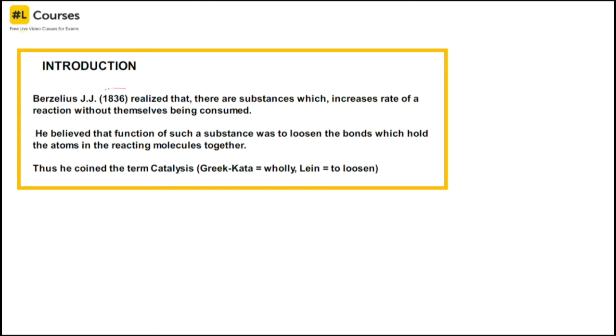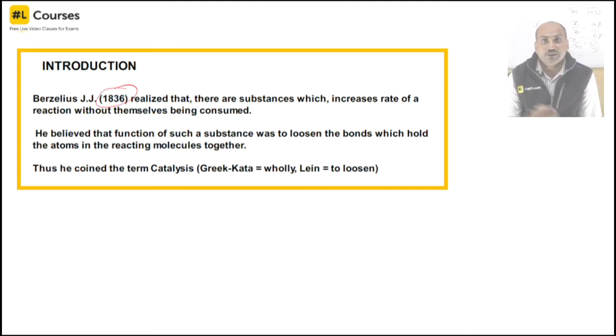So, in 1863, before the identification or definition of an atom, Berzelius identified certain chemical substances which increase the rate of a reaction without themselves being consumed. This is the concept which was developed, and he called the process catalysis, and that chemical substance he called the catalyst. He believed that the function of such substances was to loosen the bond which holds the atoms together.